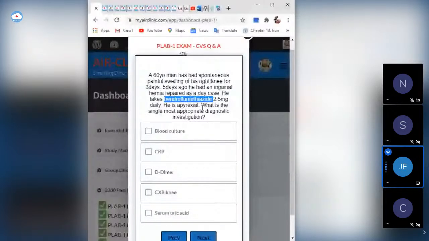So this is a sudden onset, painful swelling of the right knee for 3 days. He had a surgical operation. You could be right anyway.